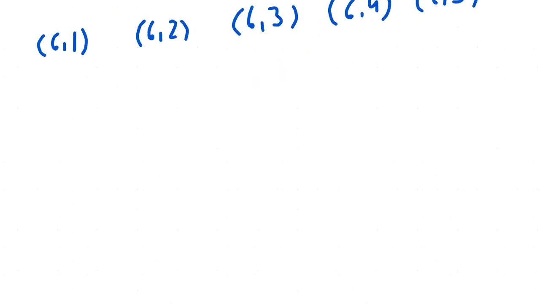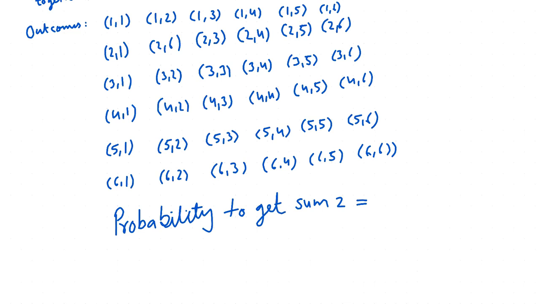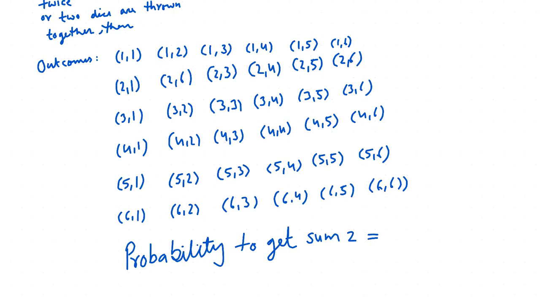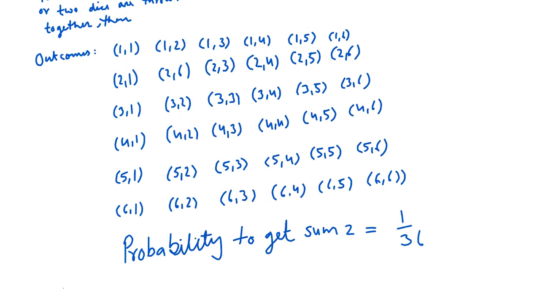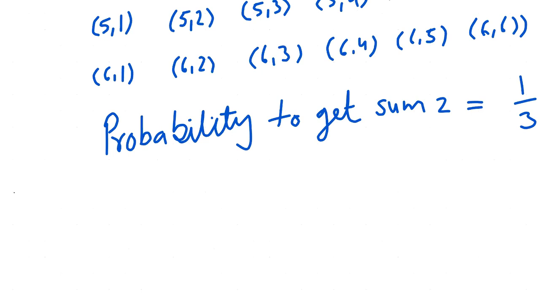Probability to get sum 2 is equal to, see, we have only one favorable outcome to get sum 2, which is 1 comma 1. So favorable is 1, total we have 36. Okay, next. Now we can find for sum as 3.